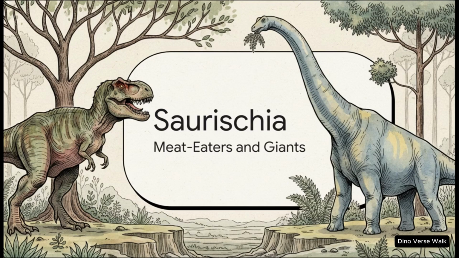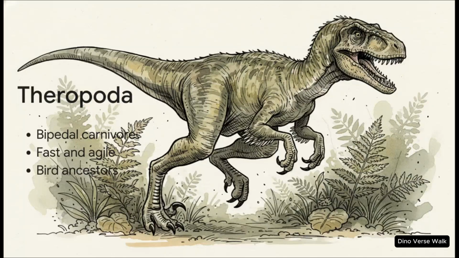So, let's get into Saurischia, the meat-eaters and giants. Let's look a little closer at that first major branch, the Saurischia. Now, you'd probably assume that a group sharing the exact same hip structure would look somewhat similar to each other. But the Saurischian branch is deeply divided into two incredibly distinct subgroups that honestly couldn't look more different if they tried. First up, we have the theropods.